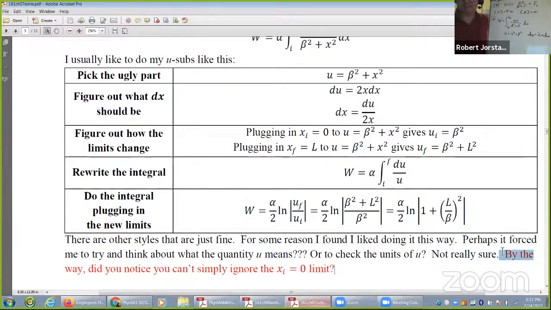I just busted myself. Did you notice you cannot ignore the x initial equals 0 limit? Oh, yeah. When you stick in x equals 0, you get this. And so notice that by plugging this into the equation, I don't screw up the x initial equals 0 limit. A lot of you might have just said, oh, I'll just stick in 0. All right, anyways, enough said on that. I'll pause for questions here while I take a sip of water.